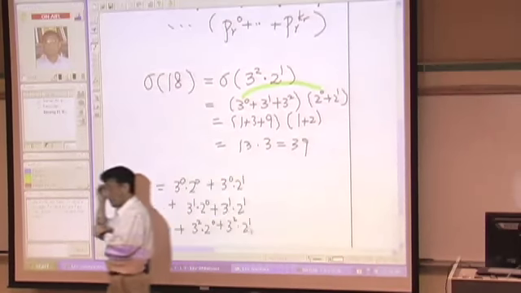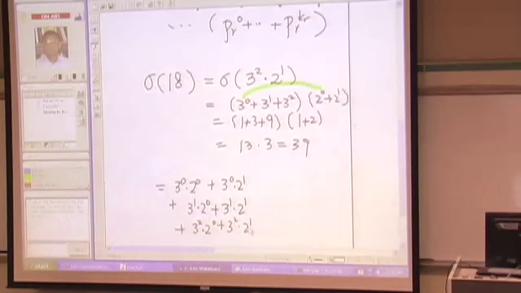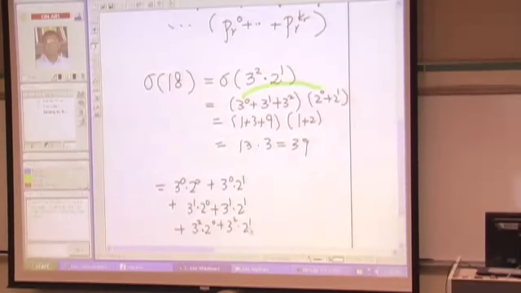Do you get it? Instead of just multiplying and then later adding, we reversed. We added each column and then multiplied. The result is the same.